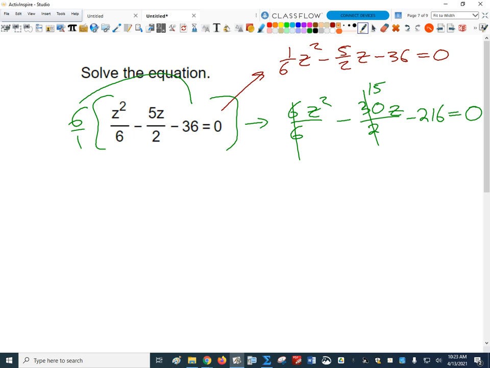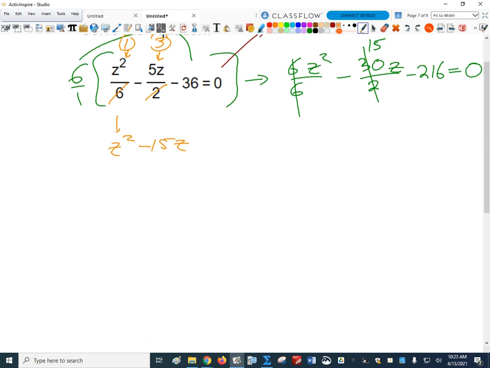Remember that trick? So 6 over 6 is 1, which I would multiply by the top, right? And so that just gives me z squared. 6 over 2 is 3, which I multiply by the top and get minus 15z. 6 times negative 36 is negative 216, and then 6 times 0 is 0. So there we go. Get there a little quicker that way, okay?